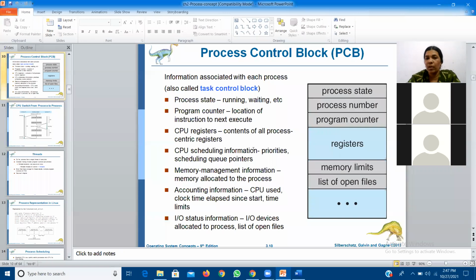So CPU scheduling information is the priority of that process. Is it the first priority, second priority, third priority? That priority should be maintained somewhere, so it is maintained as a part of CPU scheduling information.